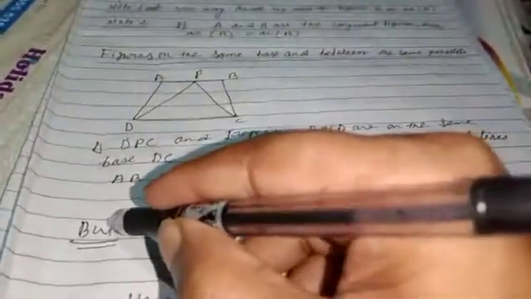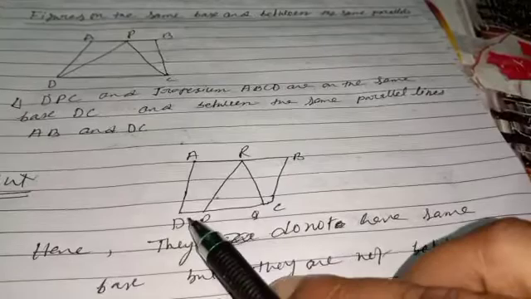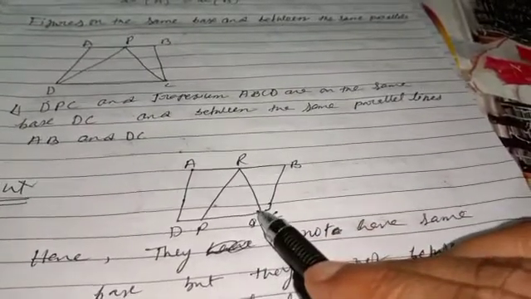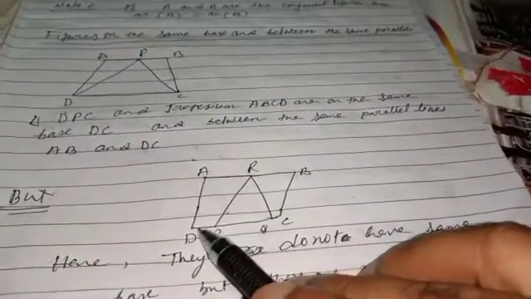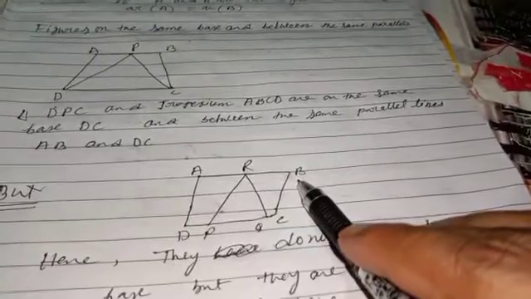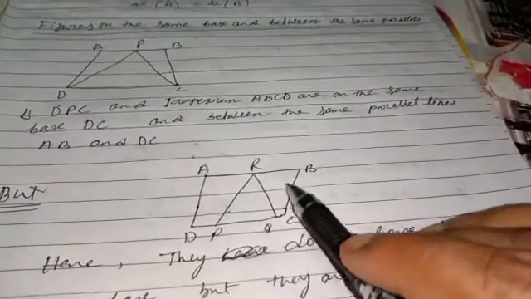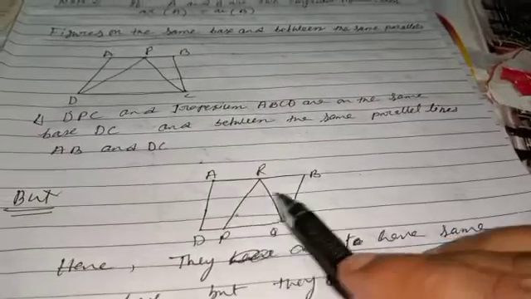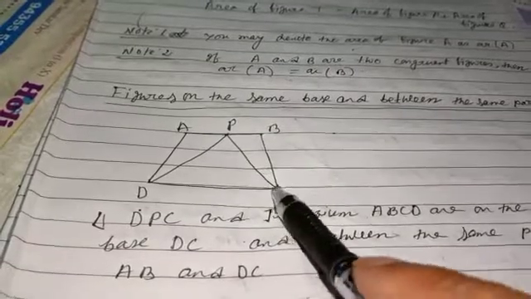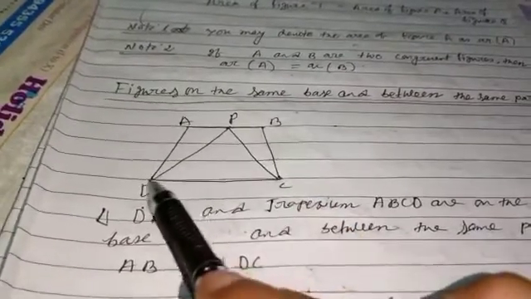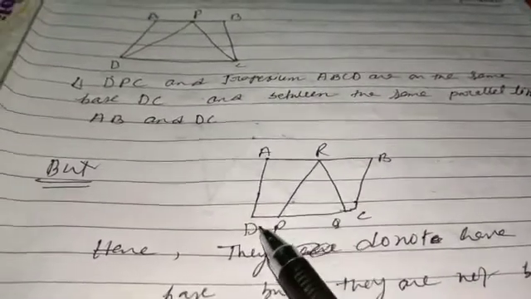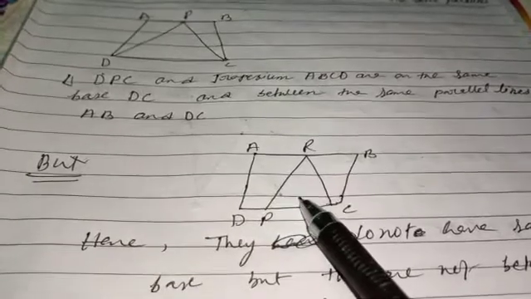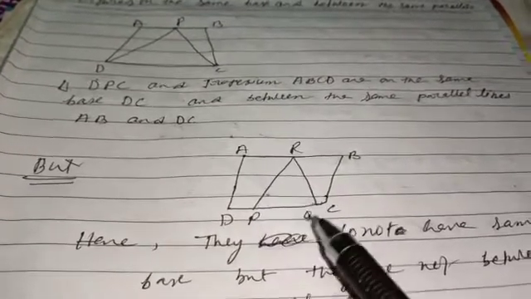But you can see this figure. See, here you can see PQR and ABCD. Suppose ABCD is a parallelogram and PQR is a triangle. You can see DC and AB are parallel lines, which means this triangle and this parallelogram are between the same parallel lines, but they do not have the same base. See, DC is the base for the earlier triangle and DC is also the base for that trapezium. But in this case, PQ is the base for this triangle, but DC is the base for the parallelogram. That means the bases are different.